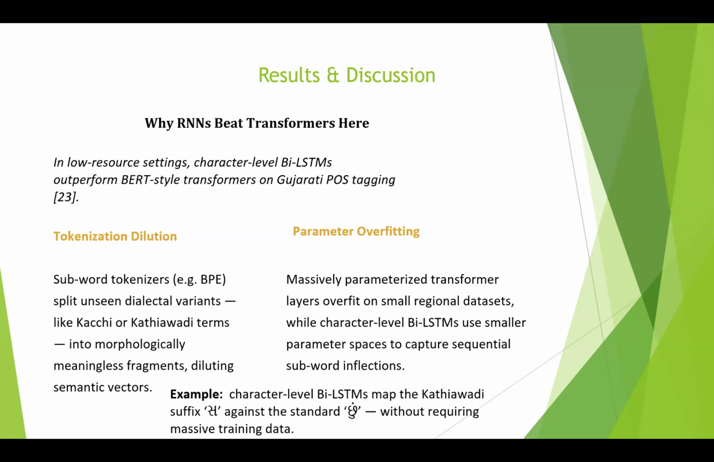Second, parameter overfitting. Transformers are heavily parameterized and overfit on the small regional datasets available. While character level BiLSTMs use a smaller parameter space to capture sequential suffix patterns without needing massive training data. For example, mapping that Kathiawadi suffix su against the standard chu. So bigger isn't automatically better. Your model choices need to match that data regime.